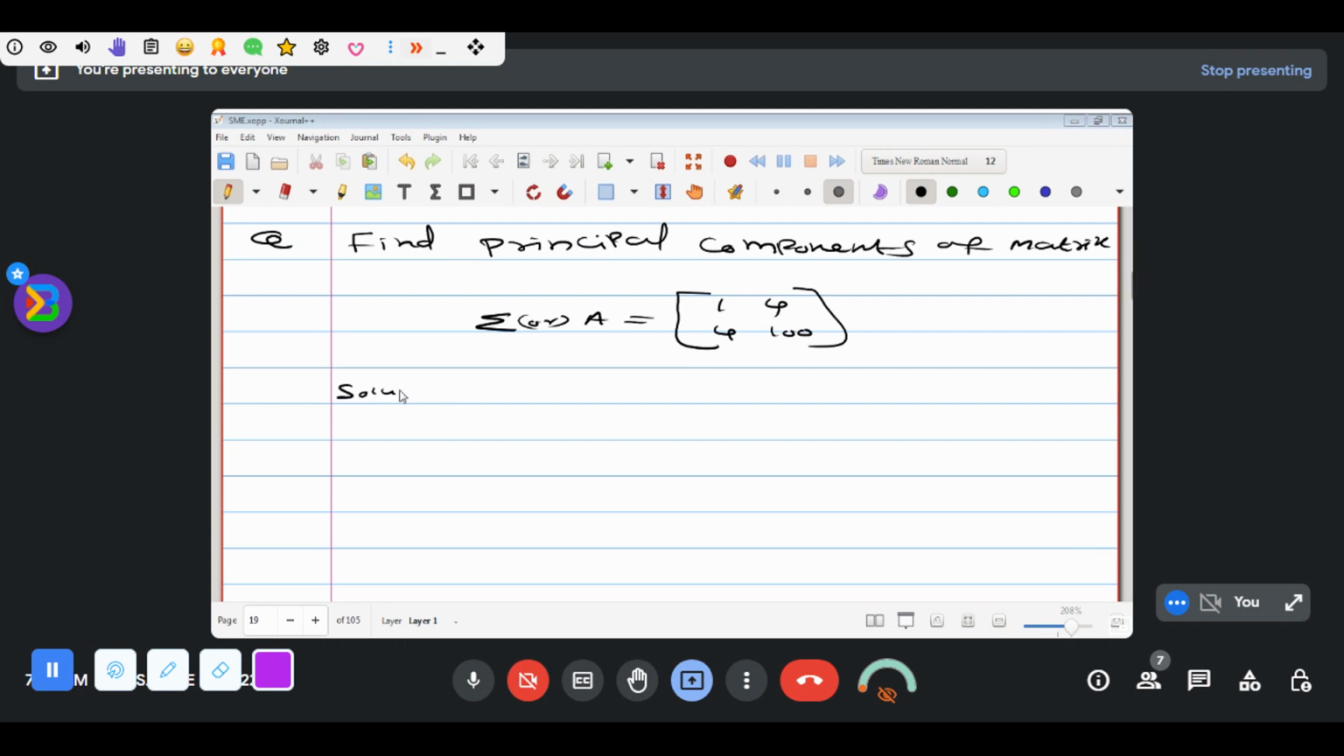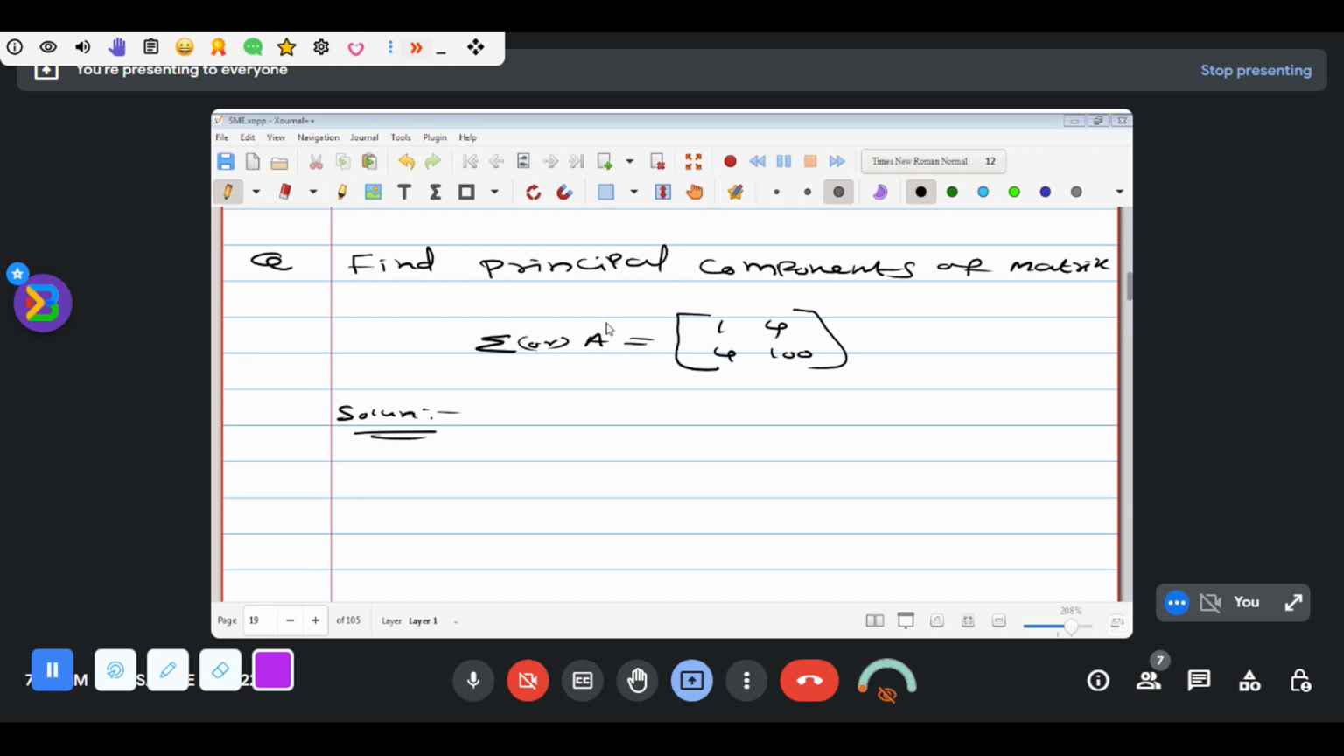Solution. What is the first process? Given the matrix A, therefore I write A equals 1 4 4 0 0. This is a matrix. What is the next idea? I already gave the algorithm. Determine, yes, determine A minus lambda I equal to 0.